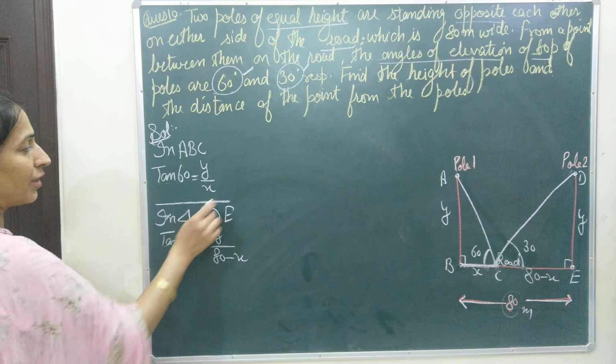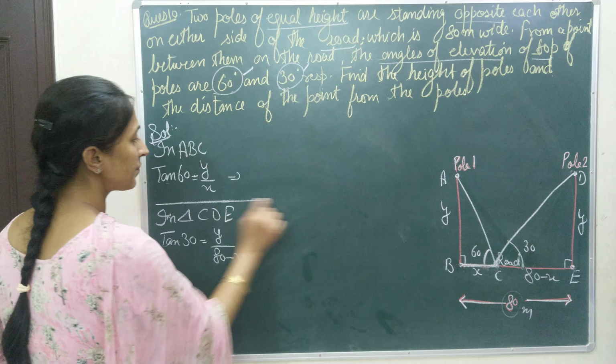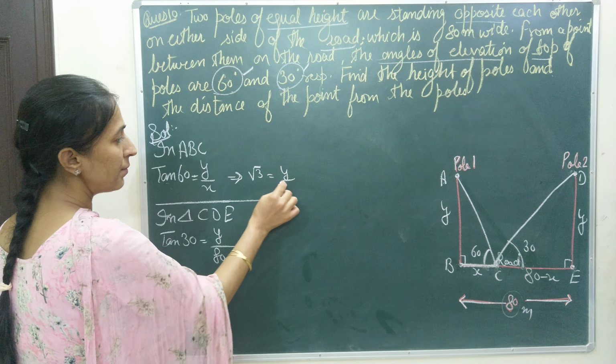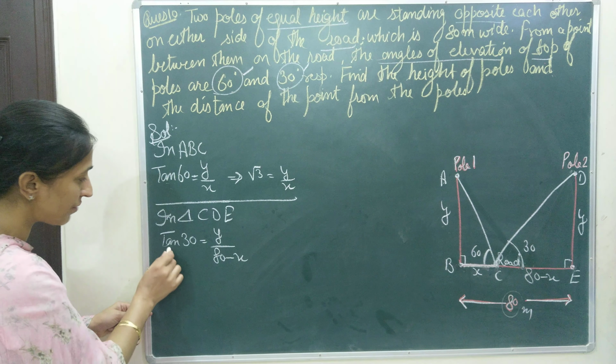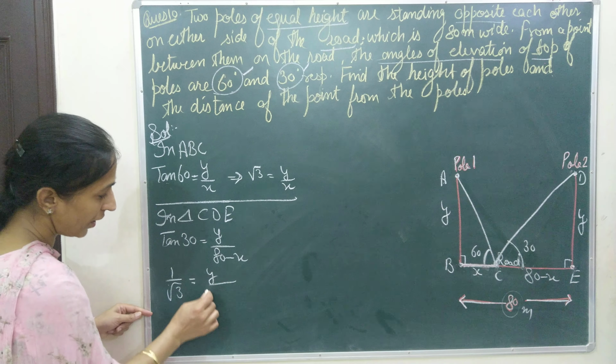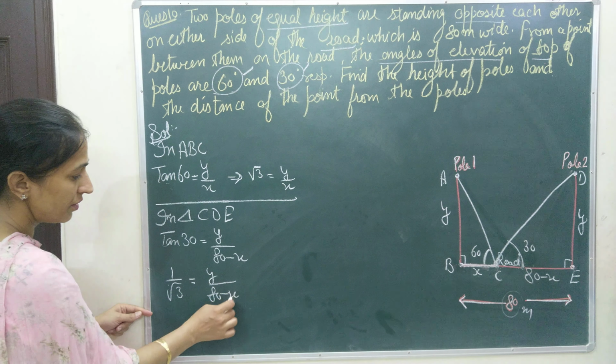Let us replace the value of tan 60. As you know, tan 60 is root 3, so root 3 equals y by x. Let us replace the value of tan 30. It is 1 by root 3, equals y by 80 minus x.